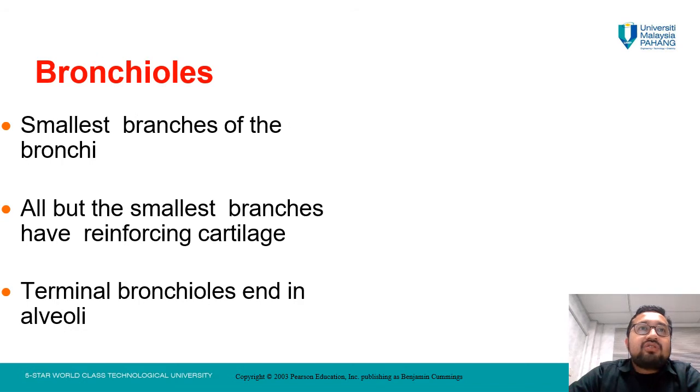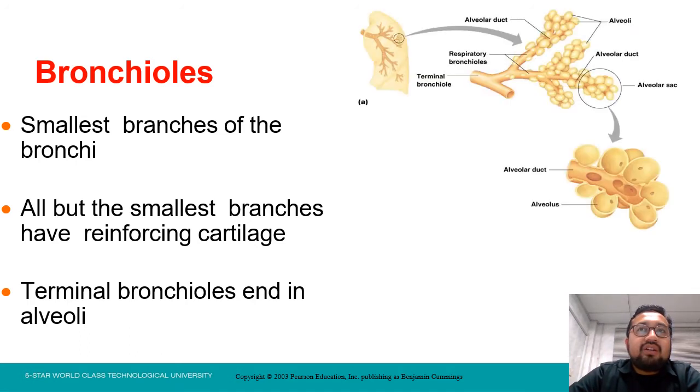So bronchioles, smaller branches of the bronchi, all but the smaller branches have reinforcing cartilage. Okay, terminal bronchioles end in alveoli. Okay, so end of bronchus there will be bronchioles. Okay, so end of bronchioles there will be the terminal bronchioles, and then with the alveolar duct here. Okay, macam ranting ni, and at the end of the duct there is alveolar sac.